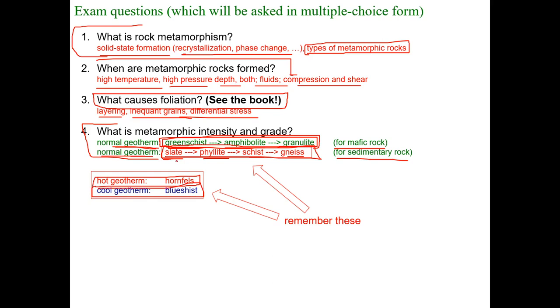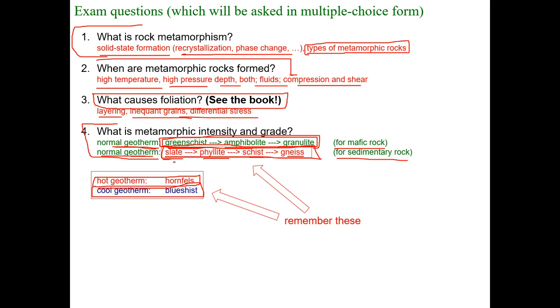I know there's a lot of stuff here. You don't have to be a master of all of it. I know it can be overwhelming because it's a lot of information. But for example, you should be able to tell me what rock is generated by metamorphism of a limestone, and the answer to that would be marble.